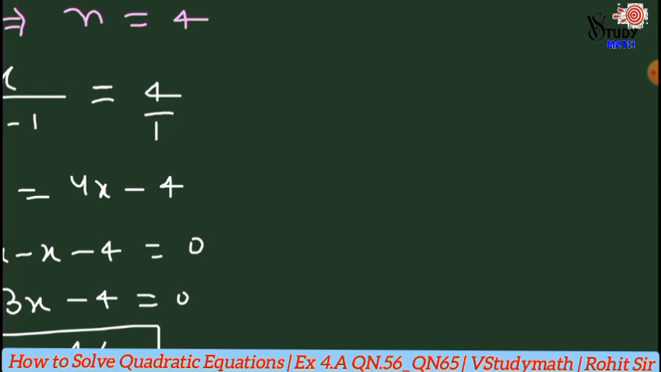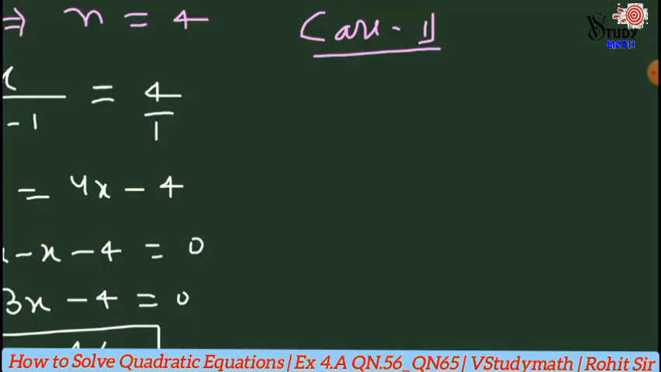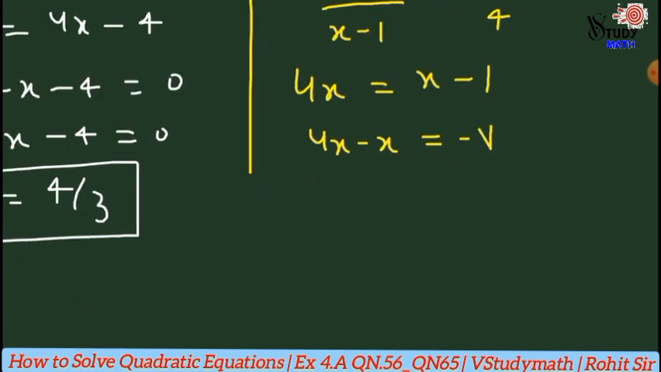Case second is here, when n is equal to 1 by 4. Then the value of n is equal to x upon x minus 1 is equal to 1 upon 4. Now by cross product we have 4x is equal to x minus 1. Then we have 4x minus x is equal to minus 1. Now we have 3x is equal to negative 1. Then x is equal to negative 1 by 3.